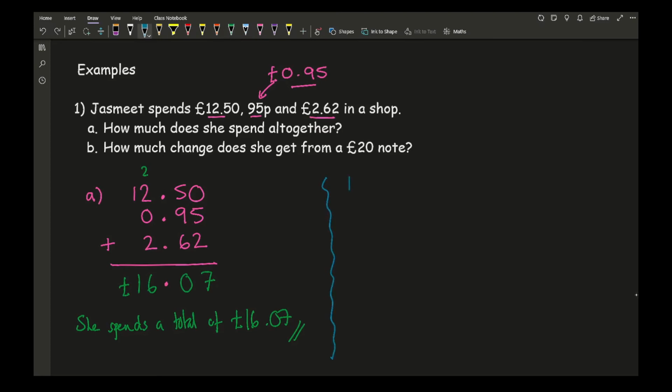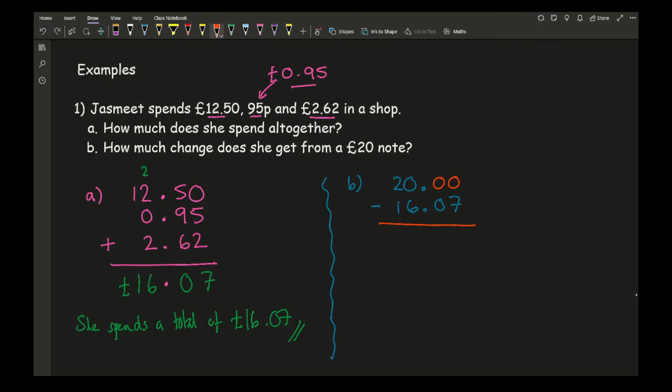a £20 note? So for B, what I need to do is convert £20, and I've got my decimal point at the end. So even though there is no decimal point in £20, as we said at the start of the video, if you've got a whole number, treat it as a full stop. So the decimal point goes at the end, and then I've got £16 and 7 pence to deduct. Now you can see there I've got a few empty gaps, so I'm going to fill them with zeros, and then I can perform my subtraction.